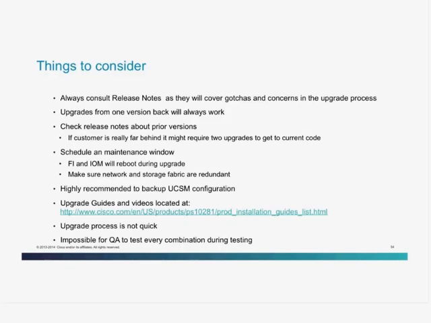It's also highly recommended to back up the UCSM configuration. It's also mentioned as a very important step in the upgrade guide. I've included a URL where you can find some upgrade guides and videos on how to go about performing the upgrade. A couple of other things to note: it's not possible for QA to have tested almost all configurations because there can be innumerable possibilities of connectivity, topology, and scale in terms of number of chassis and servers. So there can be issues, but we are always there to help you.